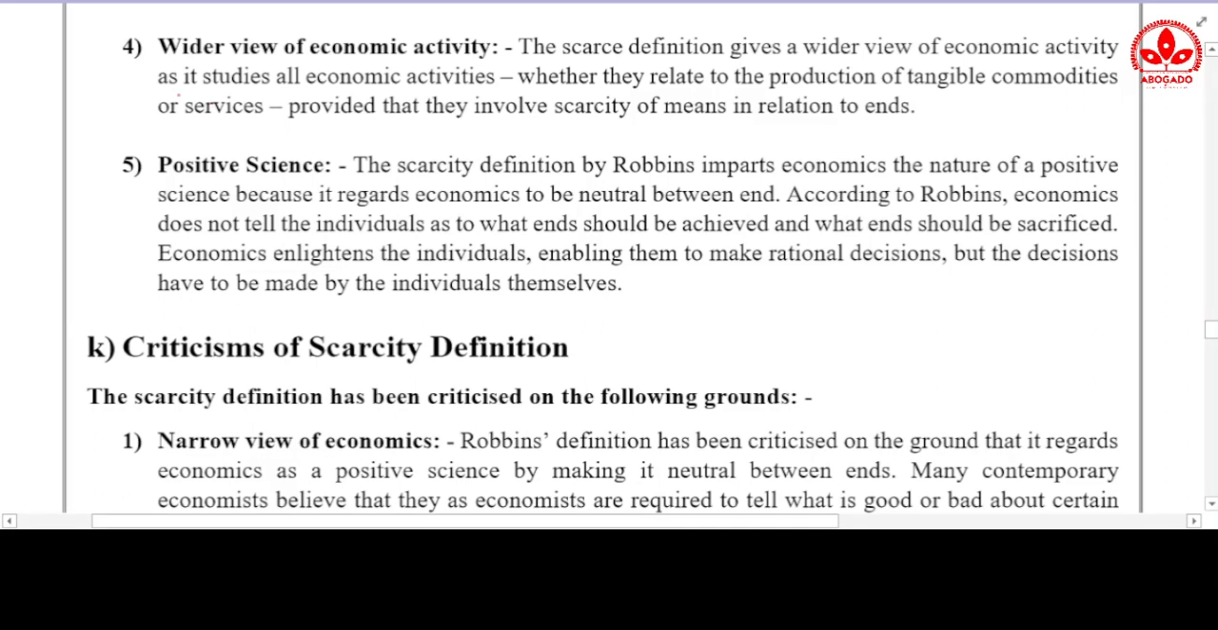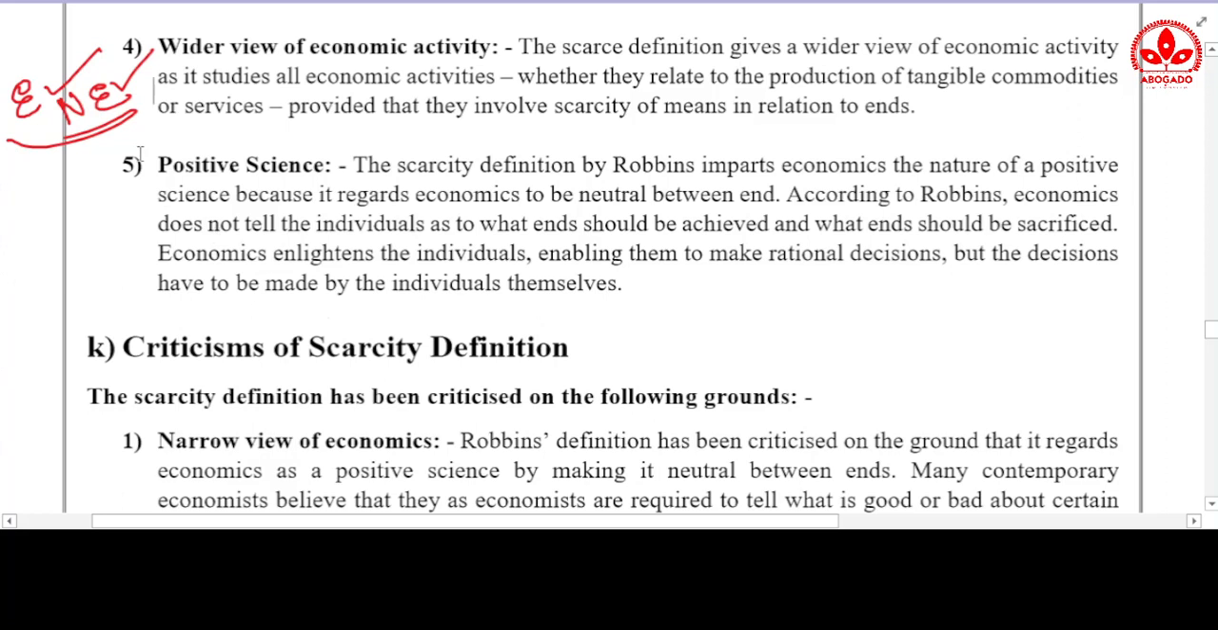Like in the previous one, we said there is something which we call economic activity, and there is something which we call non-economic activity. But what exactly is economic activity and what is non-economic activity, that is a big question. But this solved that problem. Okay, so this gave a wider view of economic activity.